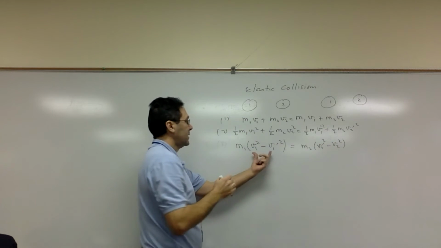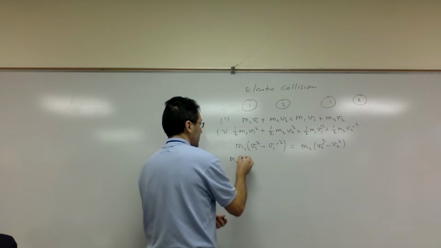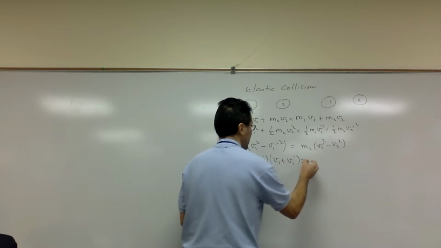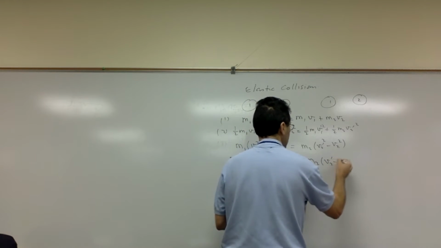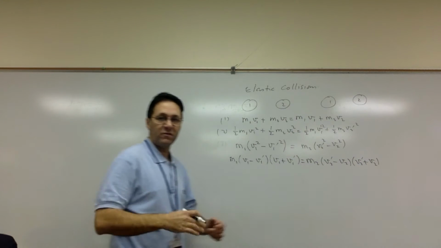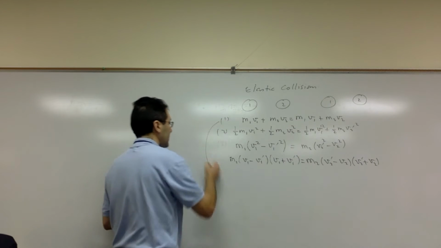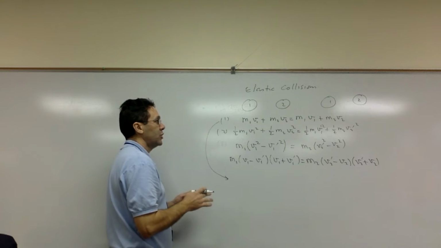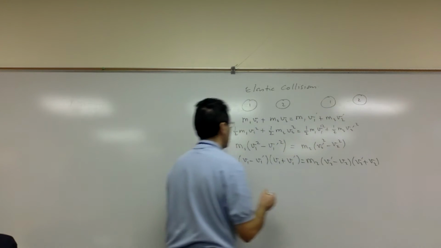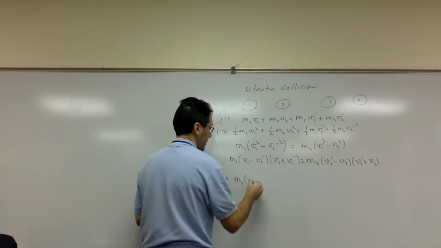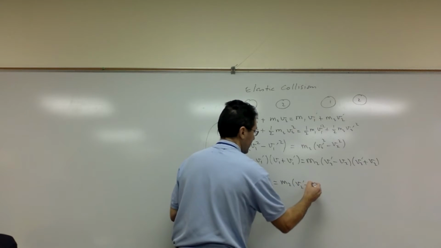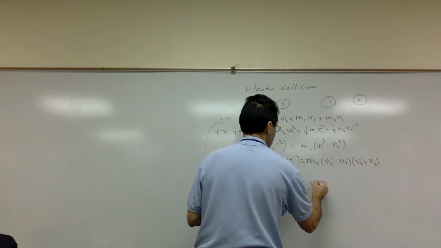Then I see that I can do the difference of squares here. v1 plus v1 prime m2. This is all algebra. There is no physics here. It's all algebra at this point. So I'm going to take this equation, and I'm going to do the same thing. I'm going to put the terms that have the m1s together. I forgot to put the primes here. So m1 (v1 minus v1 prime) equals m2 (v2 prime minus v2).